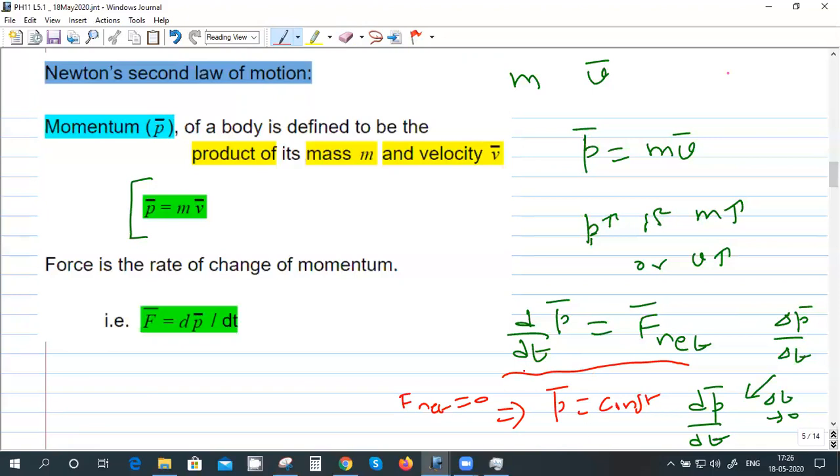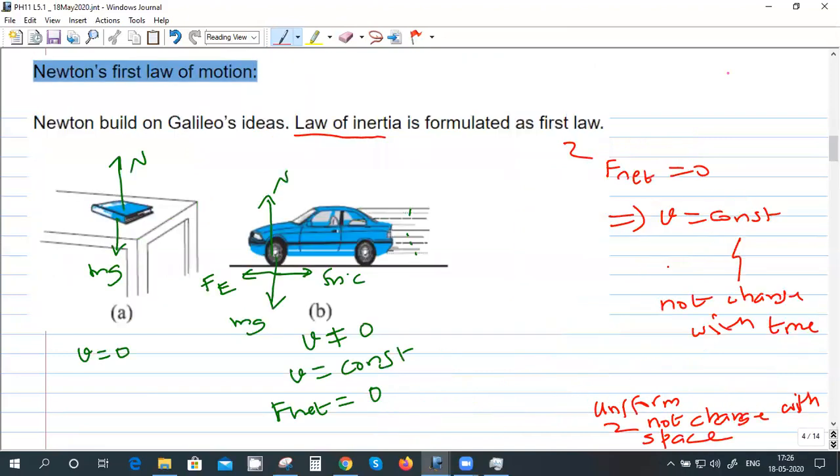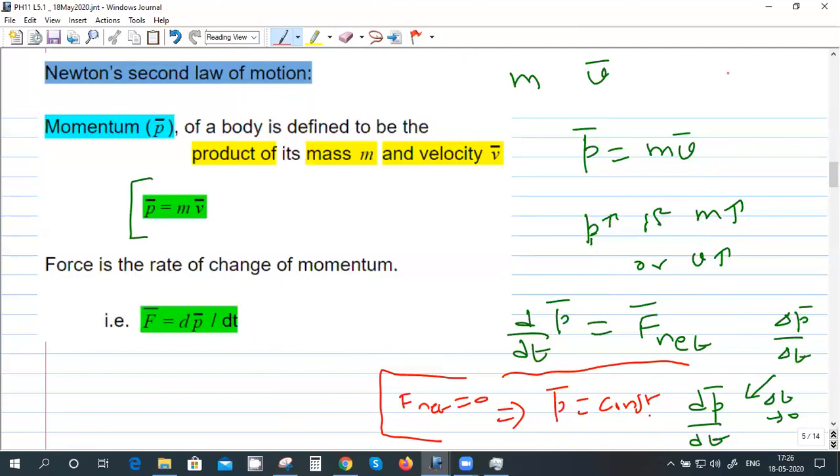dt is the change in time, dp is the corresponding change in momentum. When F net is zero, dp is zero, which means p is constant. And this is the first law, right? First law is this only: F net equals zero means velocity is constant. When p is constant, p is m into v, and m is not going to change, so velocity is constant. So you can see Newton's first law is a special case of Newton's second law. Right? Okay.